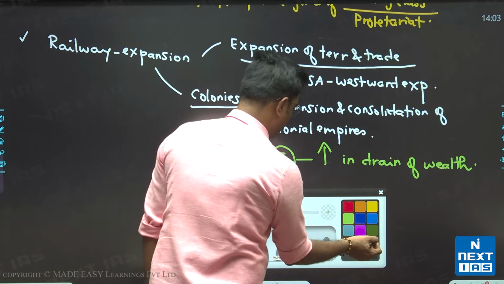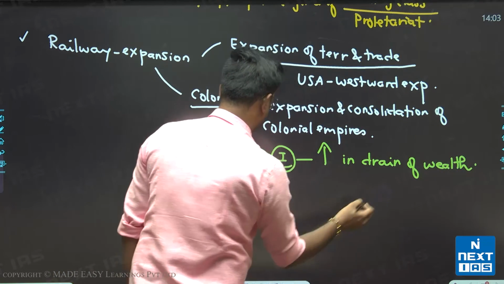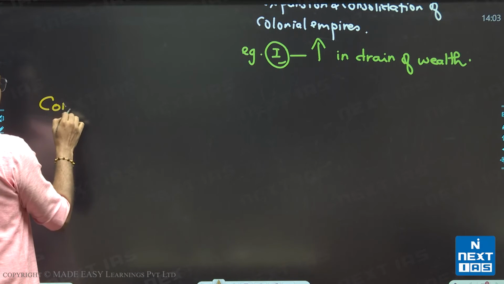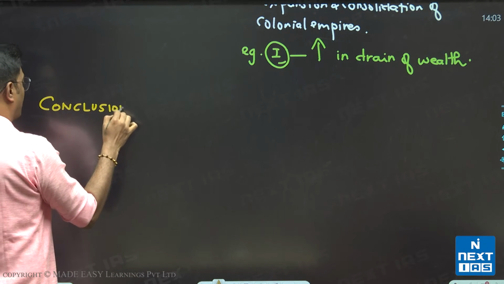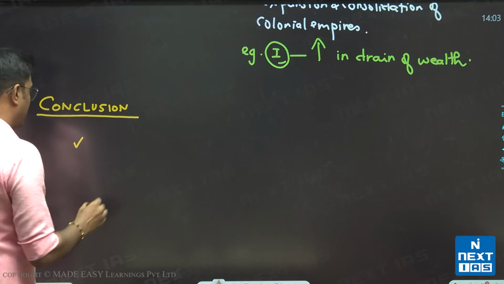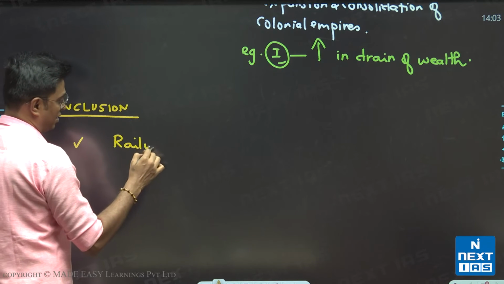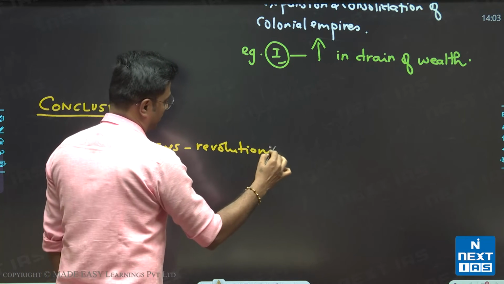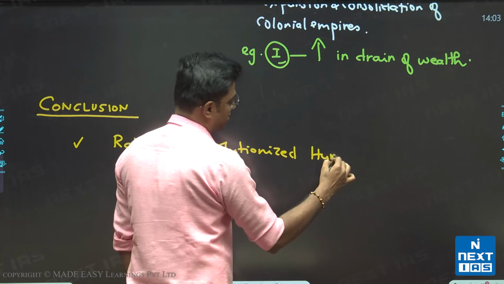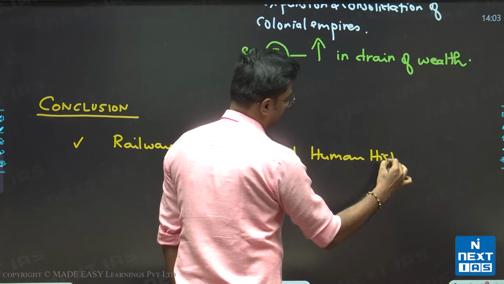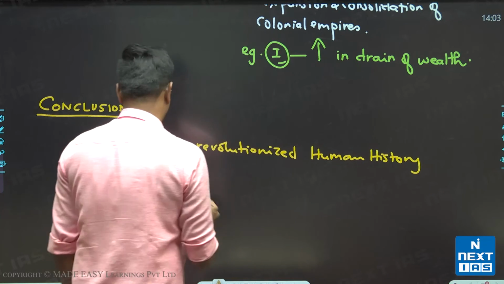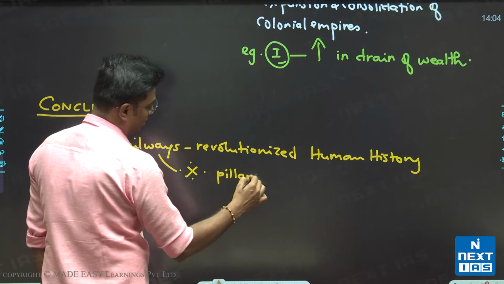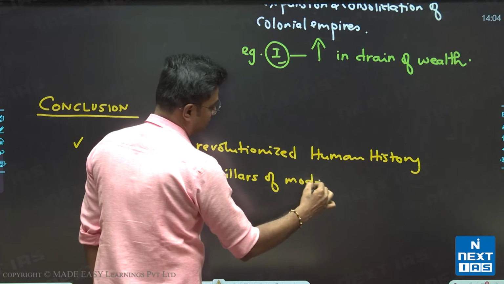5-6 effects, socio-economic effects will do, and in the conclusion part, you can say that railways had revolutionized human history, and hence railways can be called as one of the important pillars of modern world.